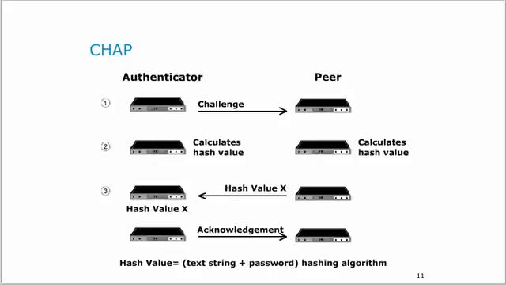The authenticator performs the same hashing calculation and compares its hash value to the hash value it received from the peer. If the hash values match, the authenticator acknowledges the authentication, and the authenticator and the peer can proceed with the link. If the hash values do not match, the authenticator continues to issue challenges until the peer returns a matching hash value or runs out of retry attempts. CHAP is more secure than PAP, but it is not the most secure authentication protocol available today.